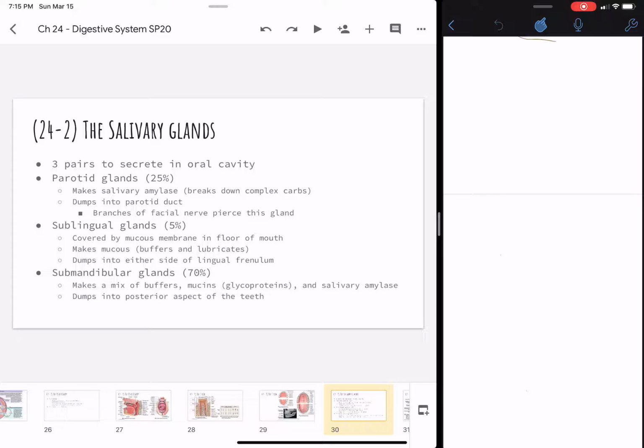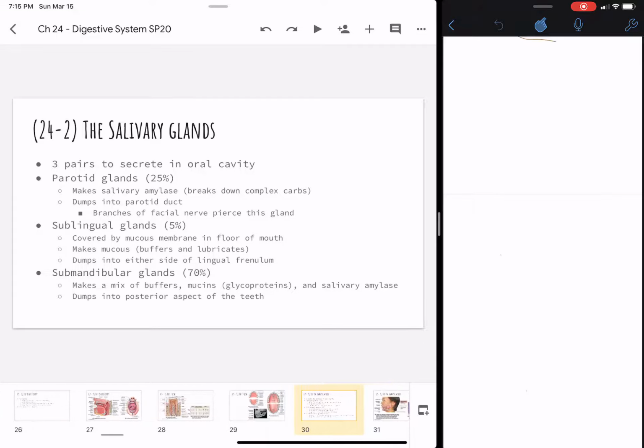And it's painful because when the parotid gland is shoveling out all of that mucus into the parotid duct, it actually contracts all of the nerve endings, the part of the nerve fibers that are passing through the parotid glands, and it becomes actually painful.